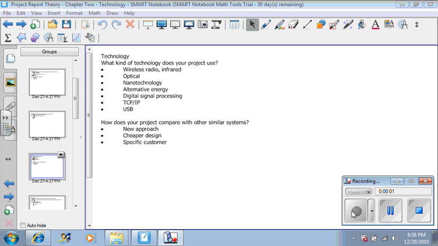This section of the report talks about the kind of technology your project uses and how it compares with other systems. This is an attempt to justify why you chose your project and why you selected the components to complete your solution. For example, there are many ways to measure temperature.